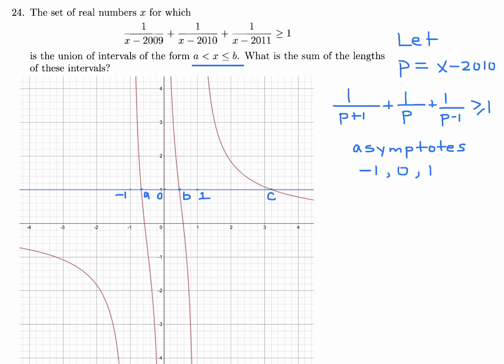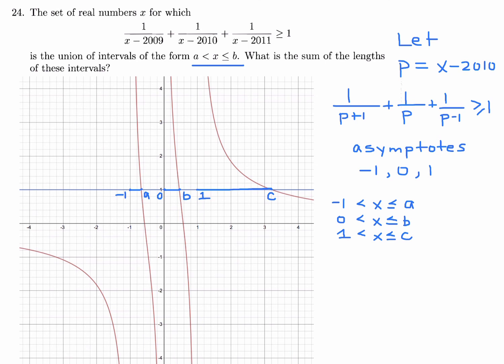So my intervals are x is greater than -1, but less than or equal to a. My second interval is x is greater than 0, less than or equal to b. And my third interval is x is greater than 1, less than or equal to c. Okay, those are my intervals. What they're asking is for us to add up those intervals. So that first interval is from there to there, that second interval is from there to there, and that third interval is from there to there. They want you to add them.